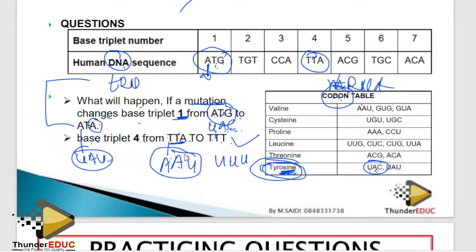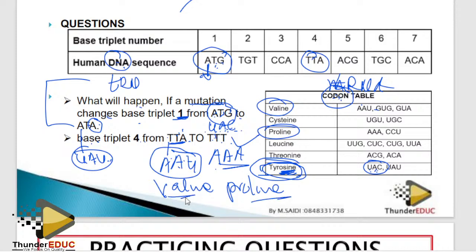But what does this code for? AAU. AAU is valine. What about UUU? Is it valine? No. Where is it? Do we have UUU? No, it's not UUU. What am I doing? It's AAA, because T goes with A, T goes with A. So what am I looking for? AAA is proline. So if you look here, this one codes for valine, while this one codes for proline.